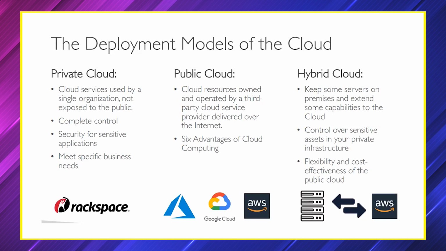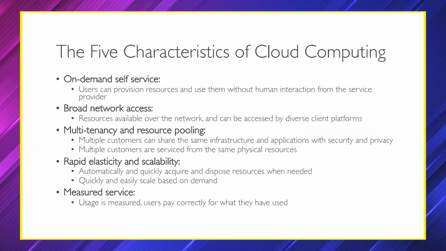Again, if we look at the different cloud providers, for the private cloud, we have Rackspace. For public cloud, we have GCP, AWS, and Azure. These are the major players. And then finally, we have the hybrid cloud where we are working somewhere between the on-premises and the cloud services. Okay. So now, first of all, let us understand the five characteristics of cloud computing, which we are also seeing till now.